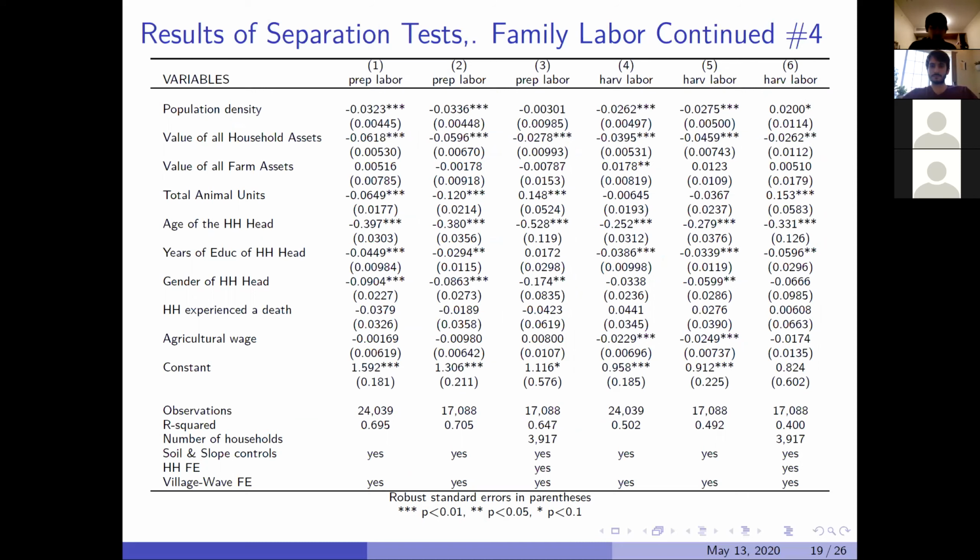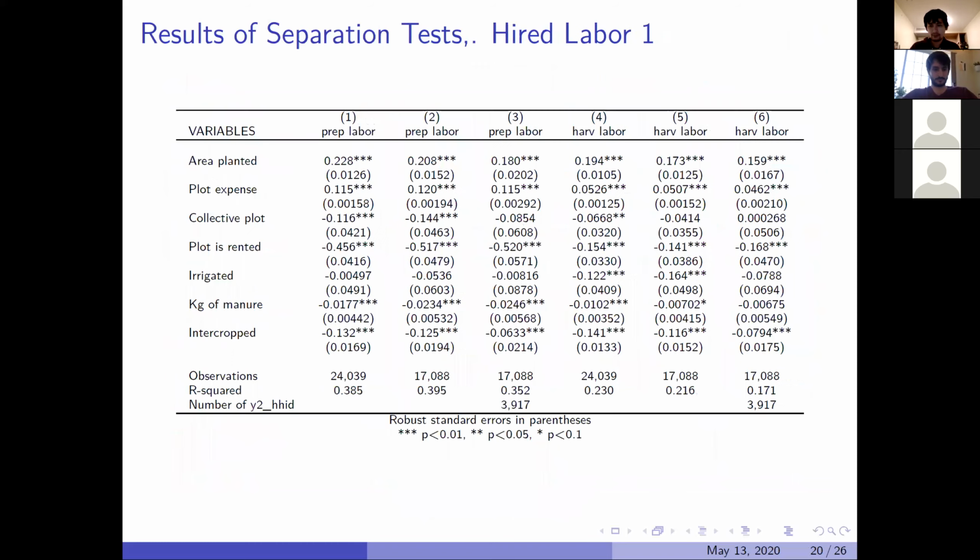An increase in population density results in a decrease in family labor used. So for me, this is really helping flesh out the story. And it shows that population density is a very important source, potentially in Tanzania, of market separation. And we see, again, age of the household head, years of education of the household head, and gender of the household head all being rejected in various specifications. Okay, agricultural wages is included as an important control variable. All right. Now I'm on to the hired labor.